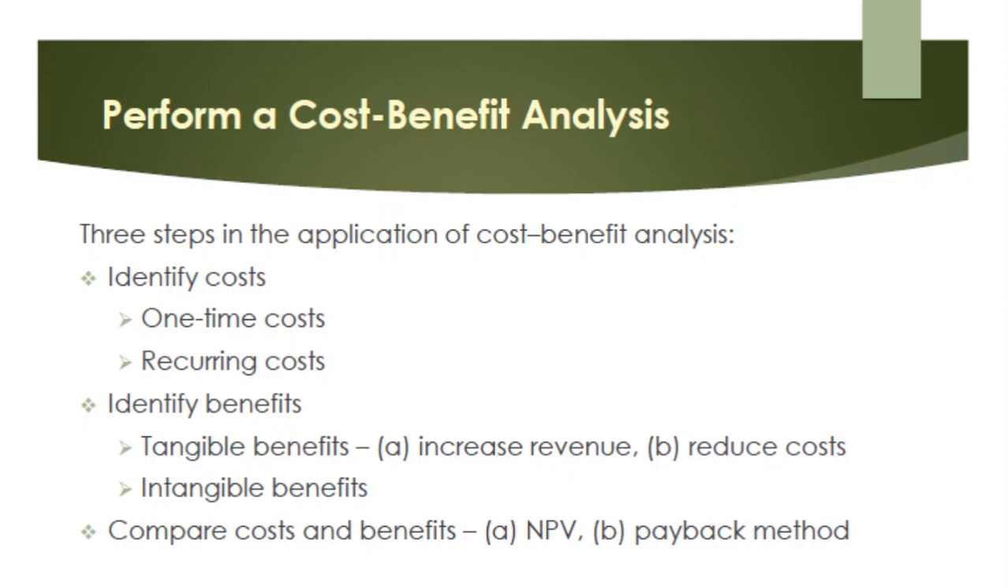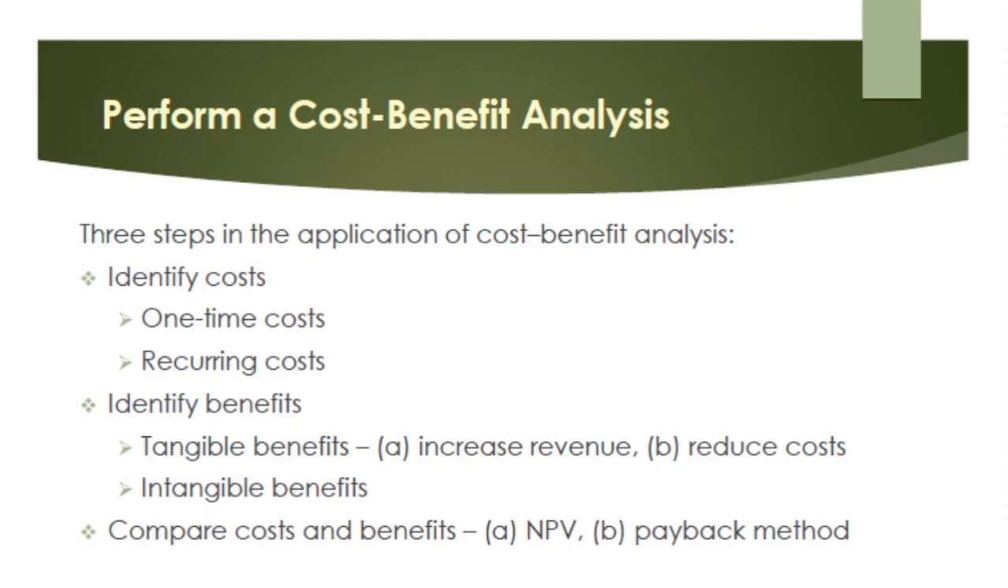Now, there are three steps in the application of your cost-benefit analysis. First, you identify the costs. You identify whether they are one-time costs or recurring costs. One-time costs involve the initial investment to develop and implement the system, while recurring costs include operating and maintenance costs that recur over the life of the system.